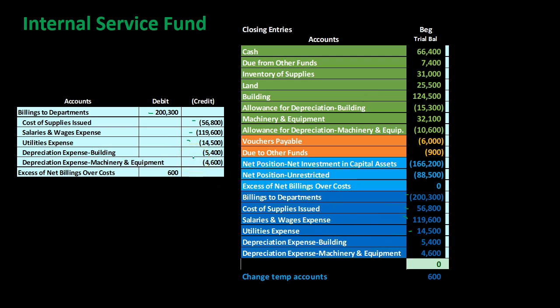The difference then between the debits and credits, the billable to departments, the revenue, and the expenses is going to be the excess of net billings over costs. And that's going to go into this account, which we're going to use as basically a clearing account. So that's going to be kind of like what we would think of as the net income type of account that would close out. We're going to put it to a clearing account, a summary account, in a similar fashion to an income summary type account you might be accustomed to using with a for-profit organization.